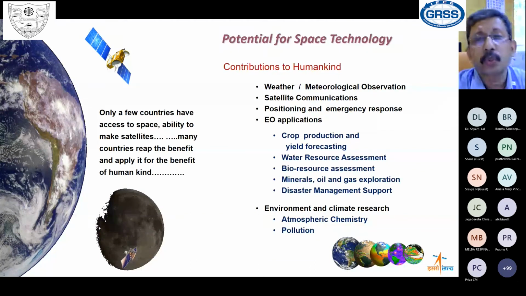So if we talk about the potential for space technology, only a few countries have the access or ability to develop or make satellites, but the benefits of this can be reaped by all humankind. So basically, satellite images do not see the boundaries. And what they provide, especially for disaster management, is all that I have been talking about, including various research like atmospheric chemistry and pollution.